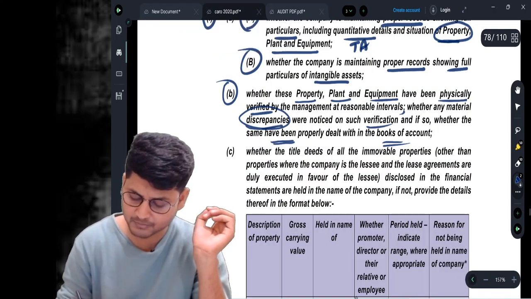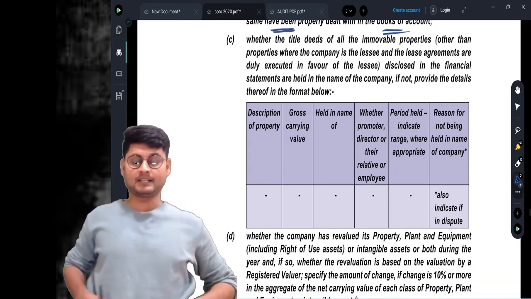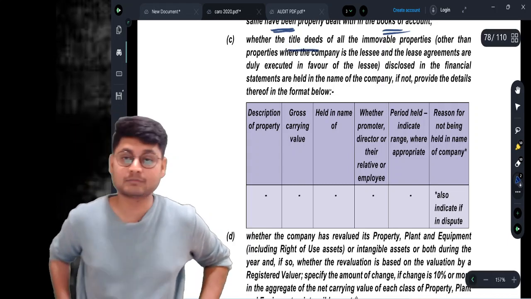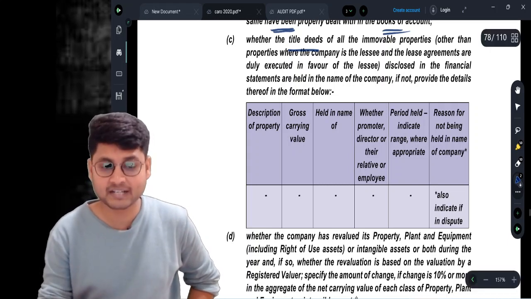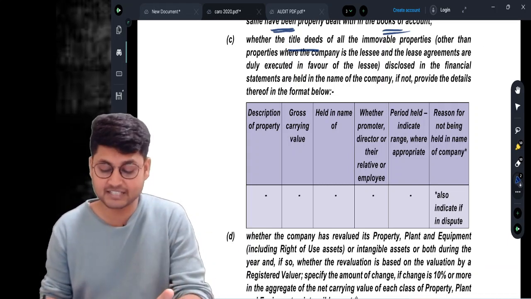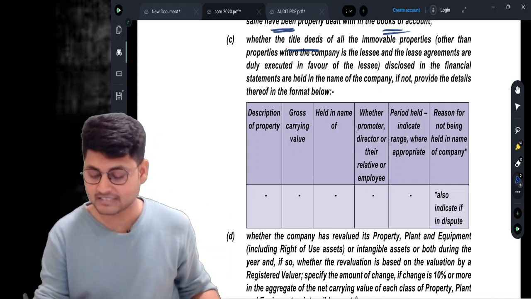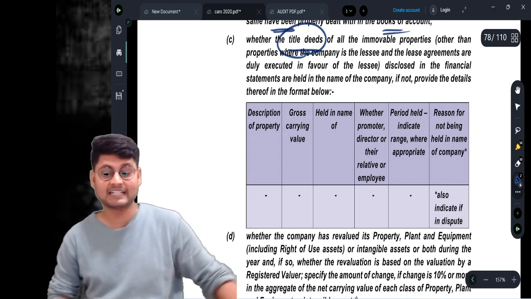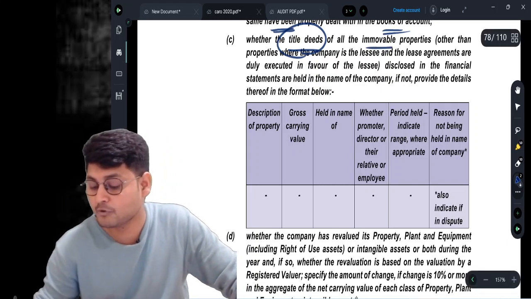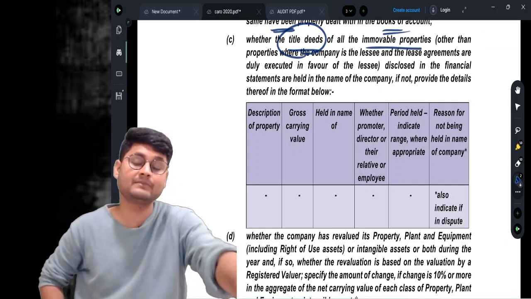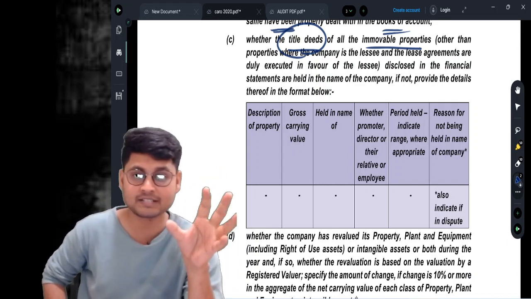Come to clause number C. Subclause, all these are subclauses in fact. Okay, subclause C. See, it talks about title deeds. Okay, so clause number 1 talks about proper record. Clause number 2 talks about physical verification. Subclause number C talks about title deeds of the immovable properties. See, here they are not talking about PPE, they are talking about what? Immovable property only. So in PPE there may be movable, immovable, and here this clause is talking about immovable properties only. Okay.